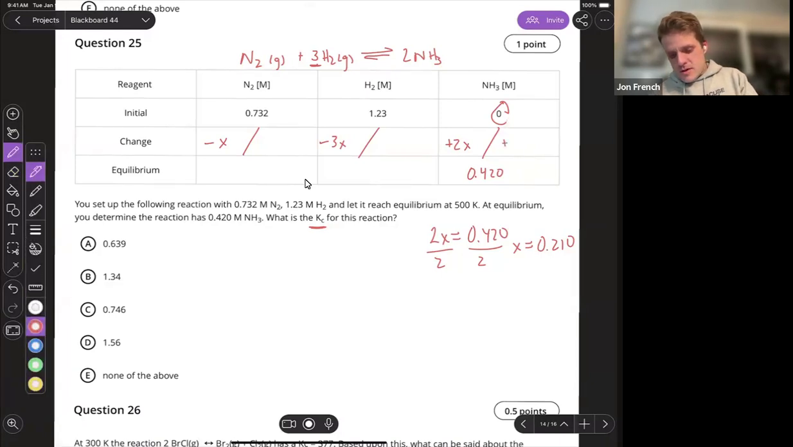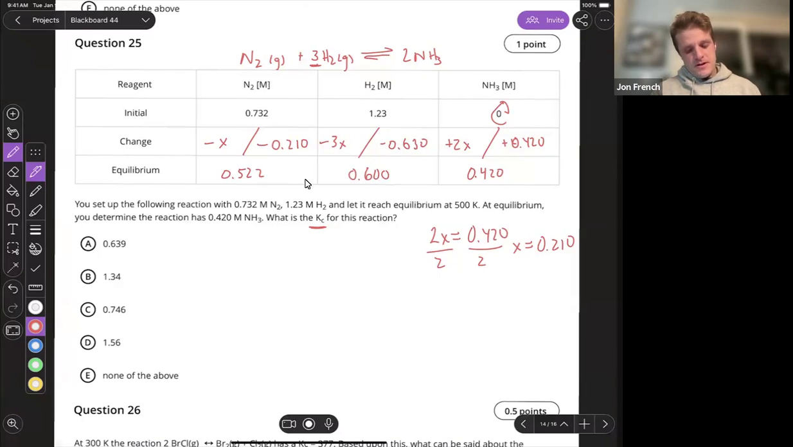All right, so plus 0.42. So here we're going to subtract 0.210. And then here 3 times that. So we're going to subtract 0.630. Go through, do that subtraction. So 0.732 minus 0.21, and I get 0.522. 1.23 minus 0.630, and I get 0.6. Now we've got our equilibrium concentrations, right?